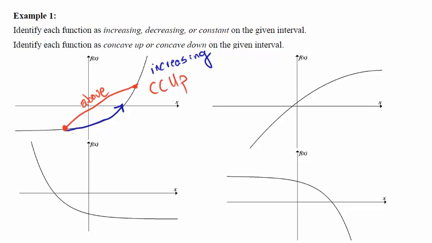All right, now next, if I go left to right here, I'm going uphill, so this one is increasing. And if I take 2 points on this curve and connect them, that secant line is below. All right, so this is going to be concave down.